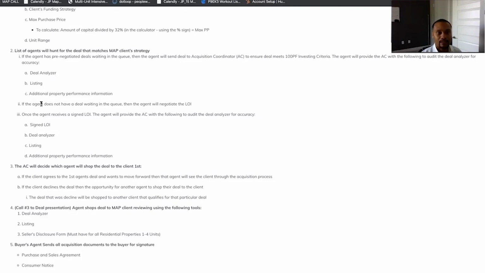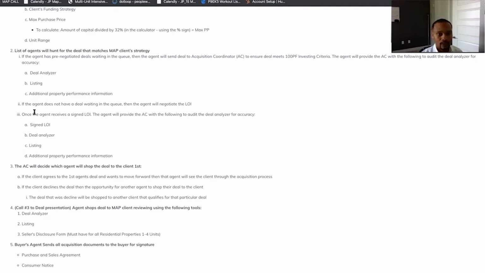And if the MAP agent doesn't have a deal waiting in the queue, then the agent will negotiate the letter of intent. So what that means is, let's say this deal could be potentially a good deal for a MAP client. Then we move forward with the negotiations. We get a letter of intent, which is pretty much an offer outlining the purchase price as well as the terms we want in the deal.